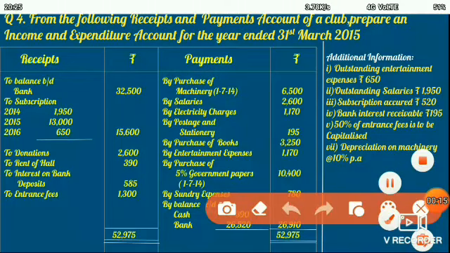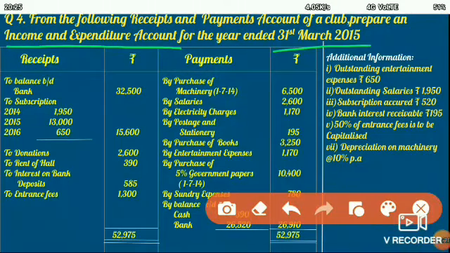In this question, we have to prepare the income and expenditure account for the year ending 31st March 2015. They have also provided us the receipts and payments account for the same year ending, and also some additional information. With the help of the receipts and payments account and the additional information, we have to prepare the income and expenditure account. So let us check the information provided on the receipt side.